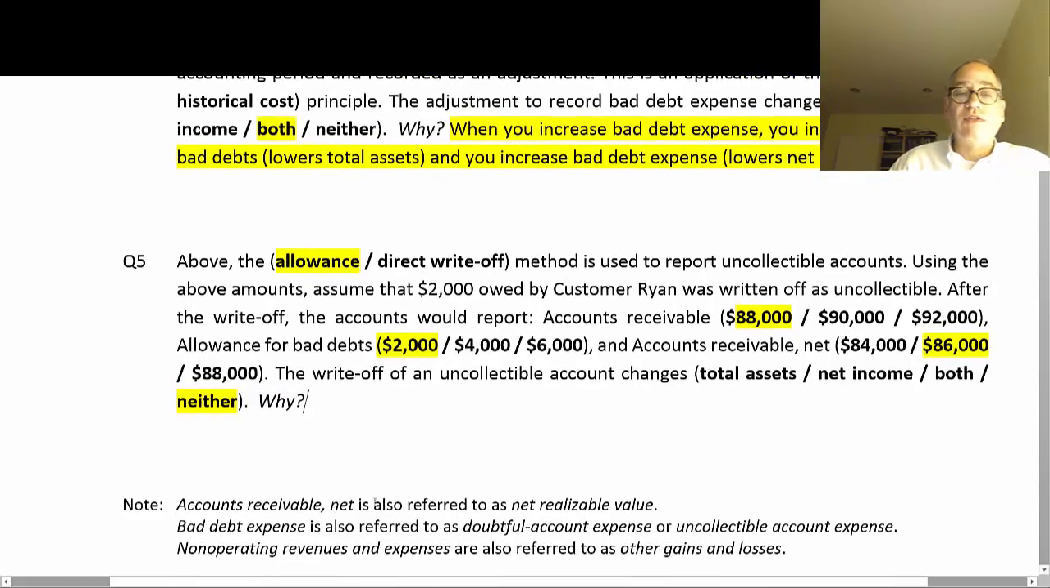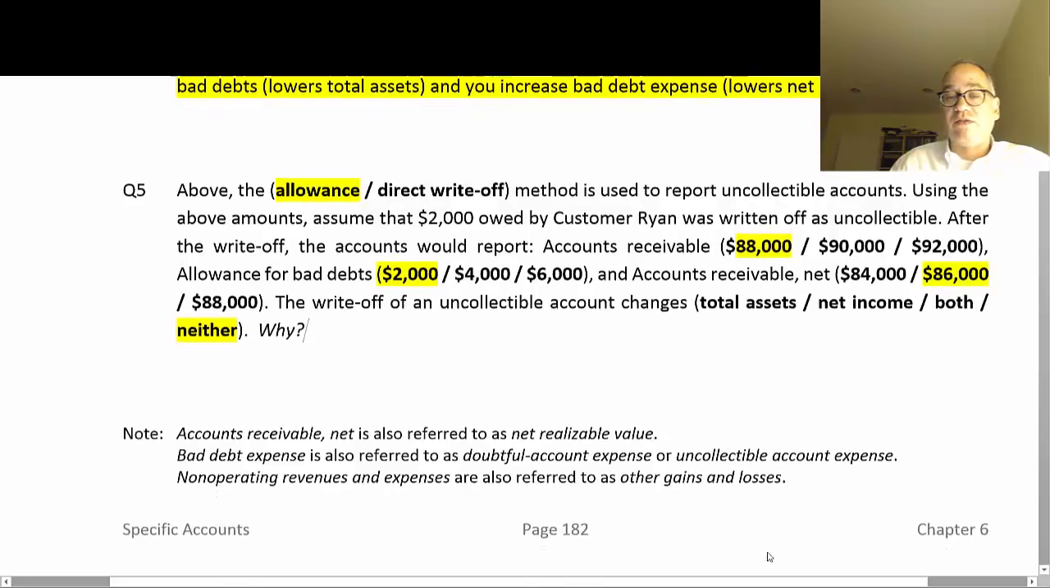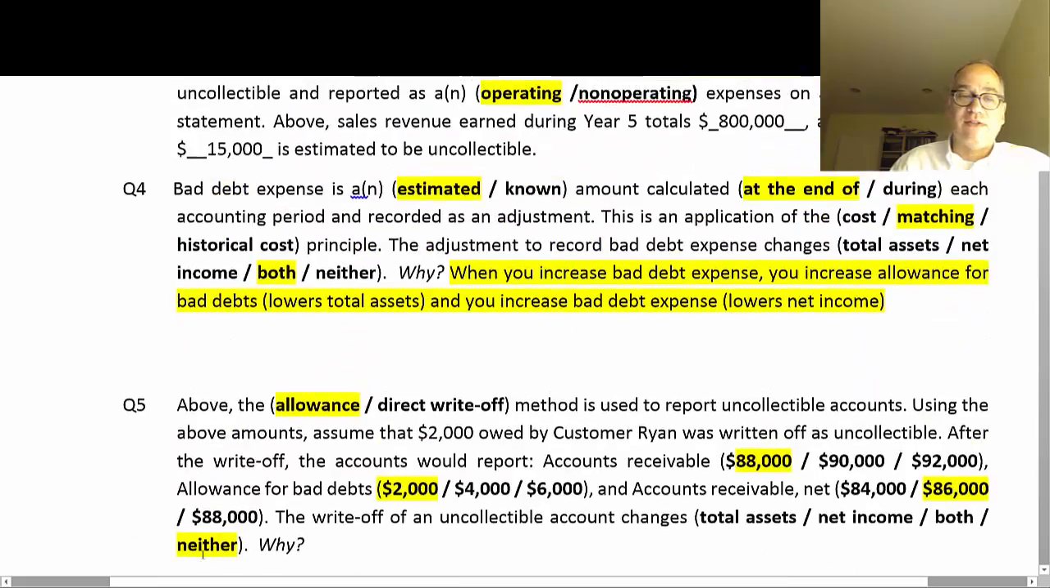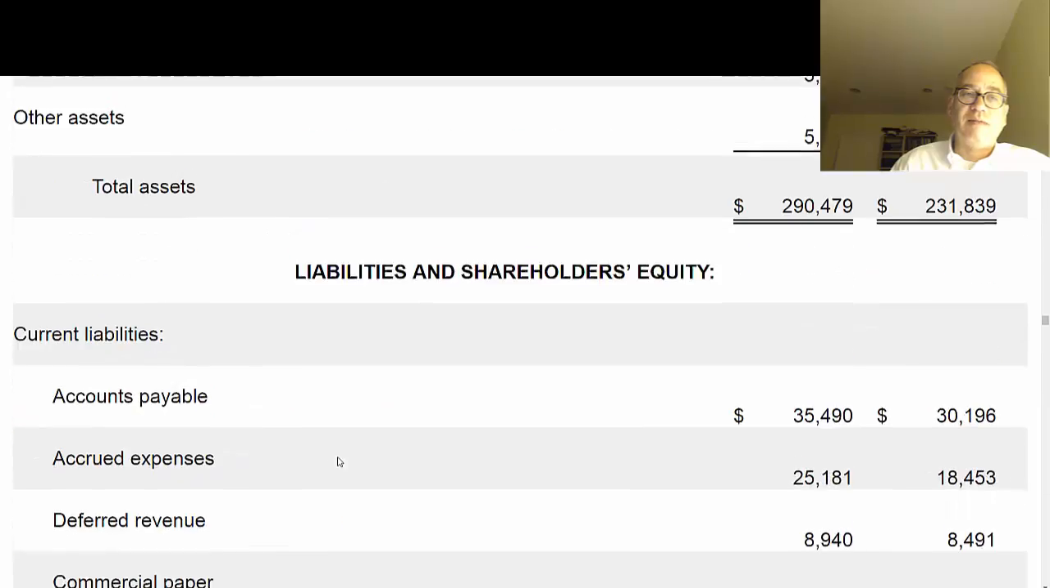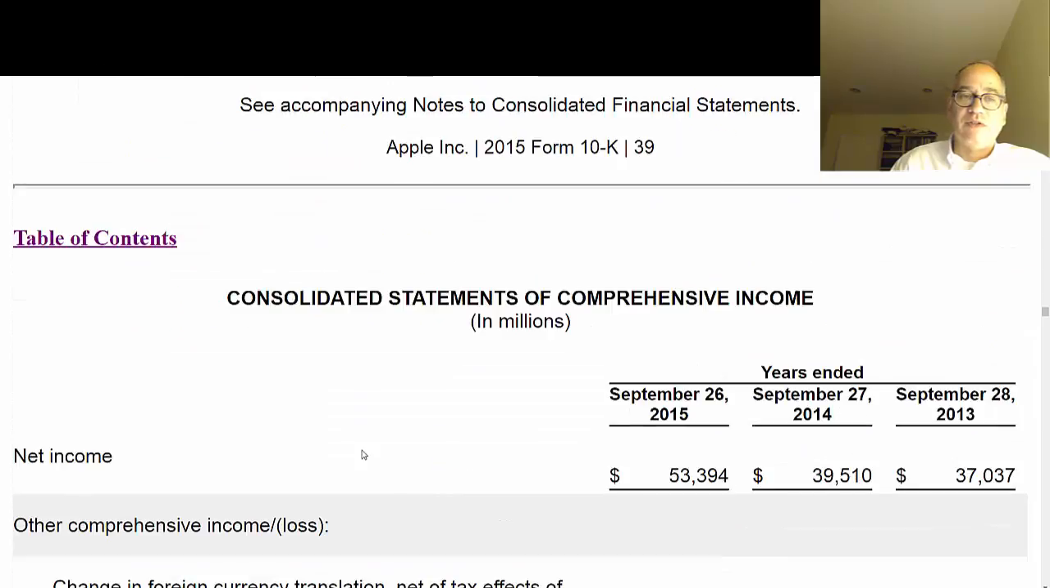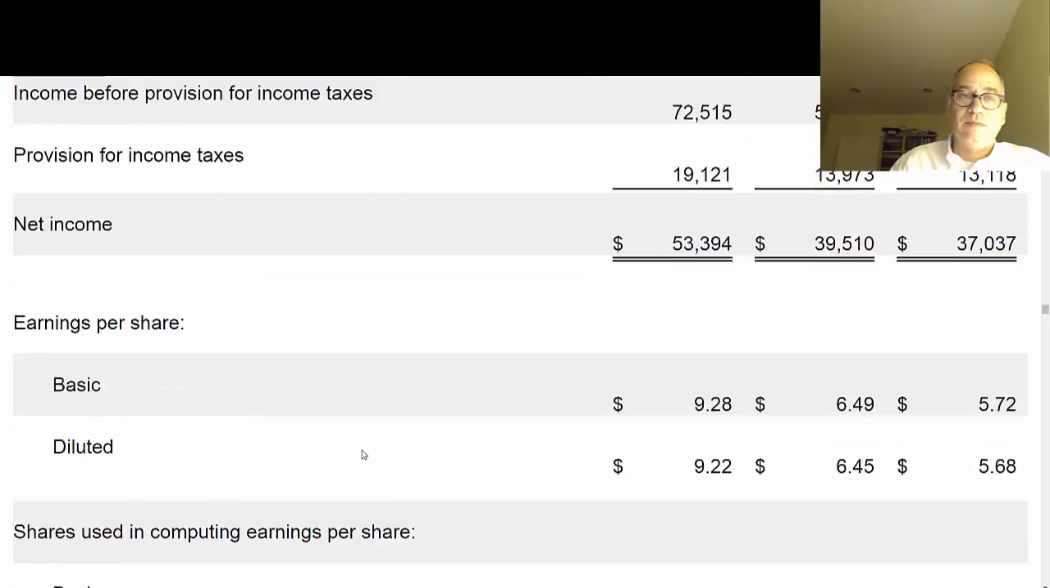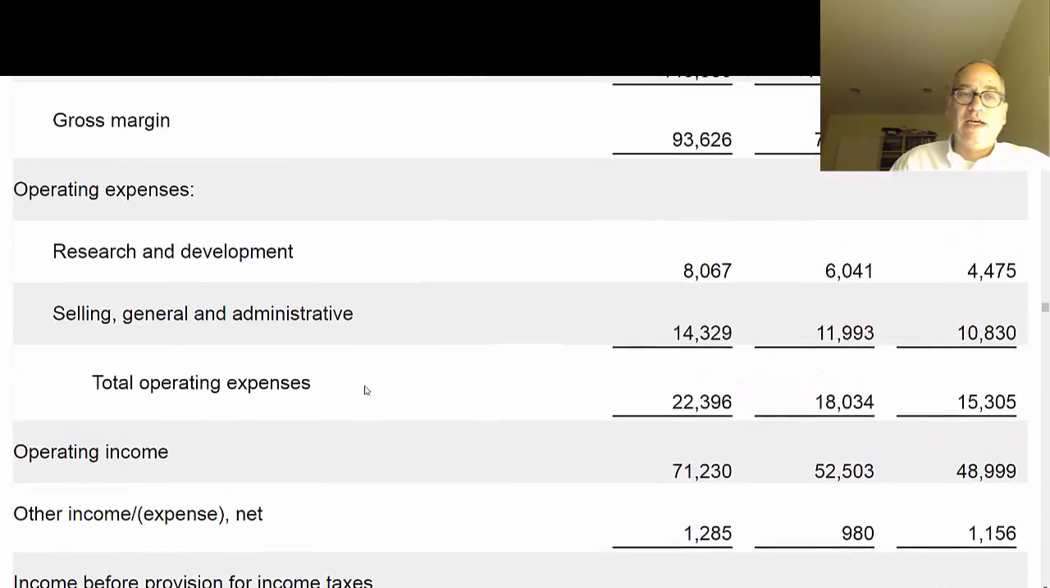And just a little note, accounts receivable net is also referred to as net realizable value. Bad debt expense could be called doubtful account expense or uncollectible account expense. And non-operating revenues and expenses are also referred to as other gains and losses. Now, bad debt expense usually doesn't appear on the income statement. Here we have Apple's income statement, so I'll show you. It's usually part of selling, general and administrative expenses, just one of many, a whole collection of expenses that's included in that figure.